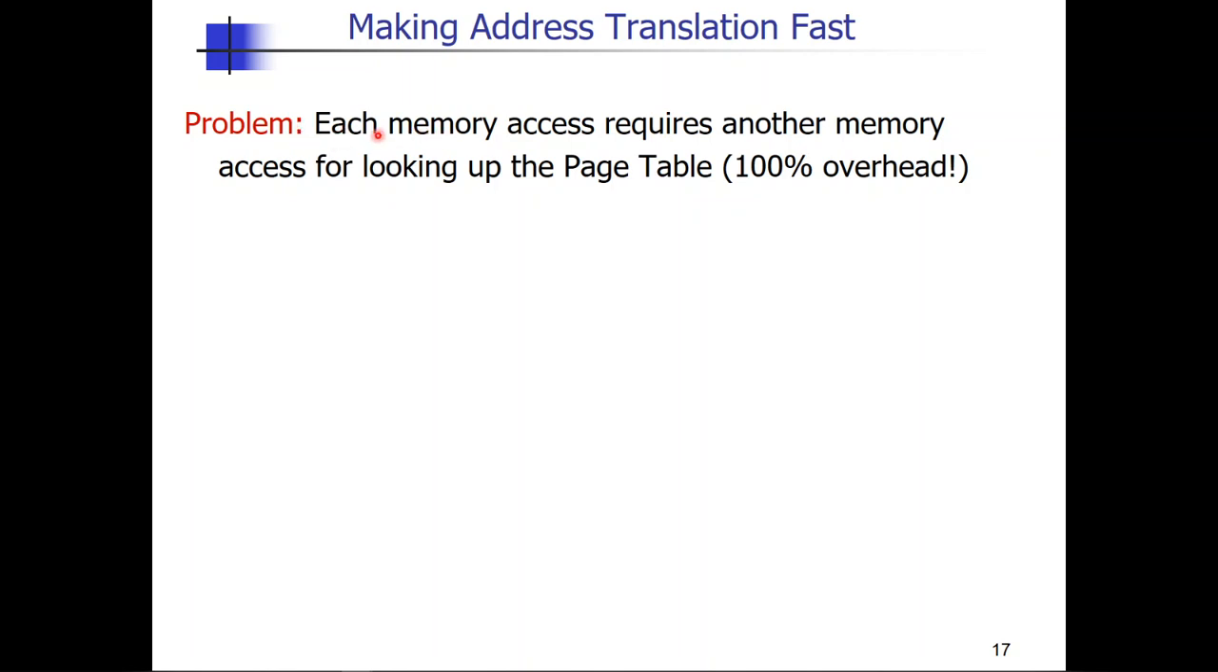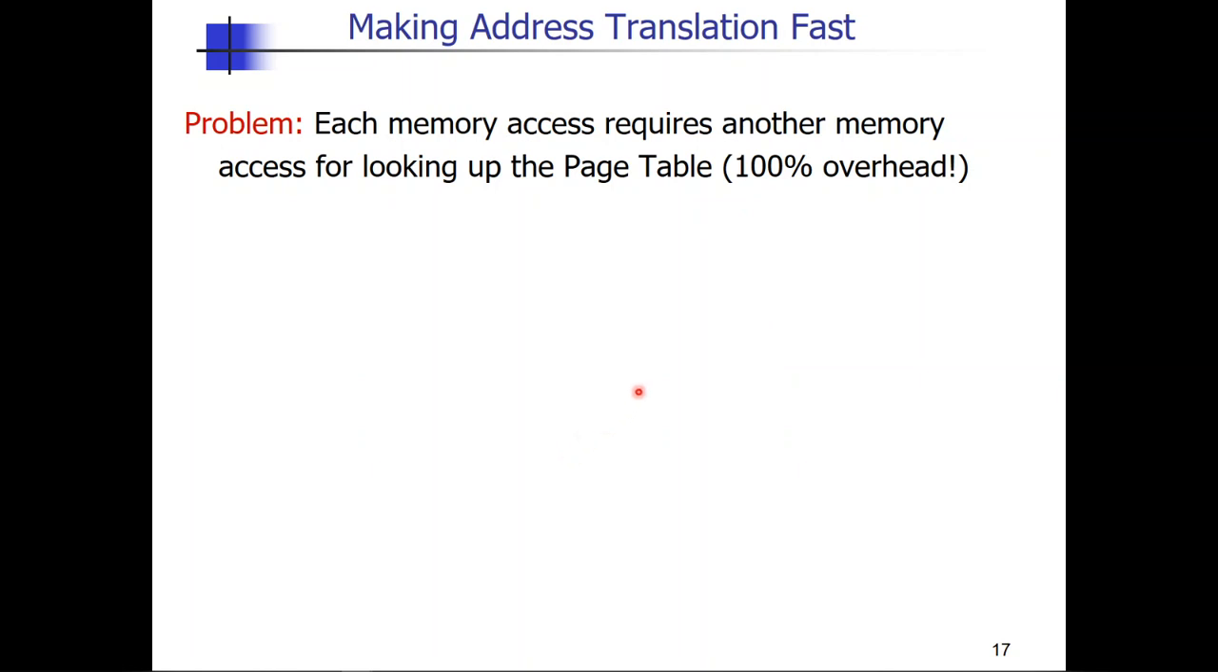The problem again: each memory access requires another memory access for looking up the page table. So this is essentially going from 1 to 2. And on an average, we need 1.3 memory accesses. That's an average. But over here, we definitely need 2 memory accesses. So the average is going to go very, very high. So it's a 100% overhead. So how can we fix this?